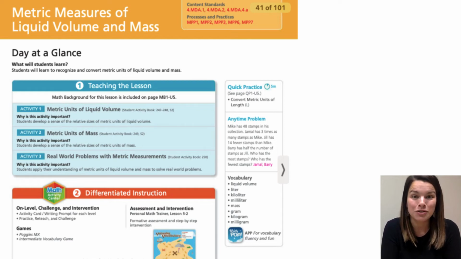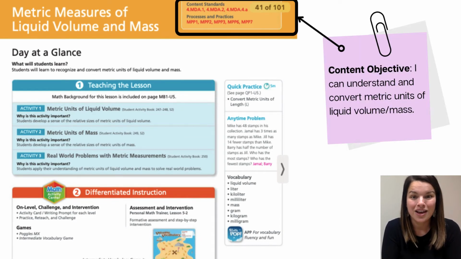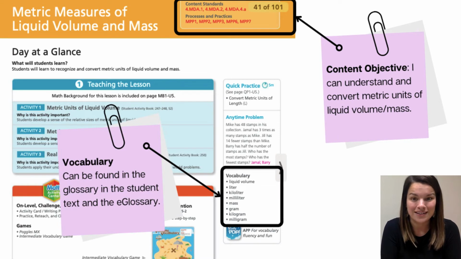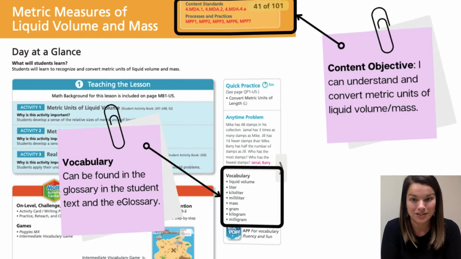As I look at my teacher manual, I can see the content standards that will be taught throughout this lesson. These standards, along with the activity focus for each activity, is what I use to help craft my content objective. For every lesson, there's also a vocabulary list. Students can utilize the glossary at the end of the book or the e-glossary found within Think Central to gain access to the definitions of the vocabulary words.